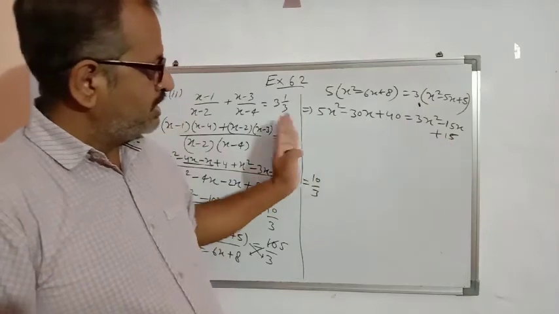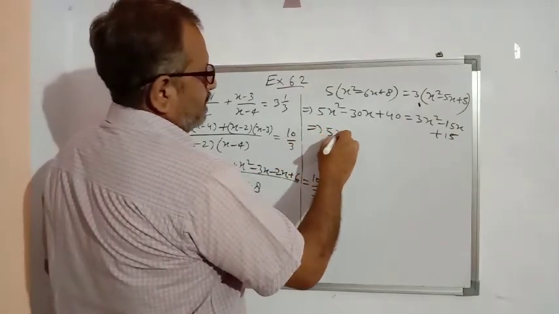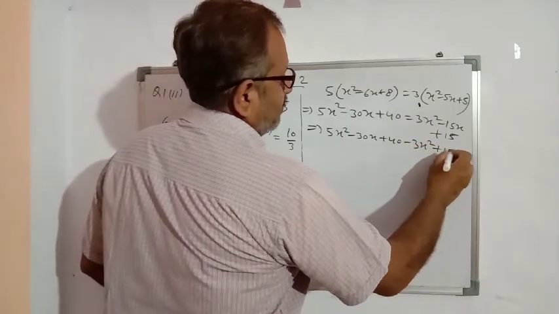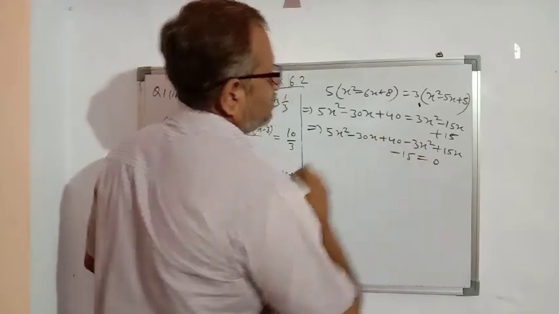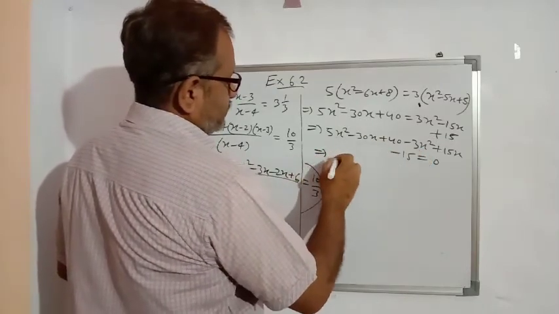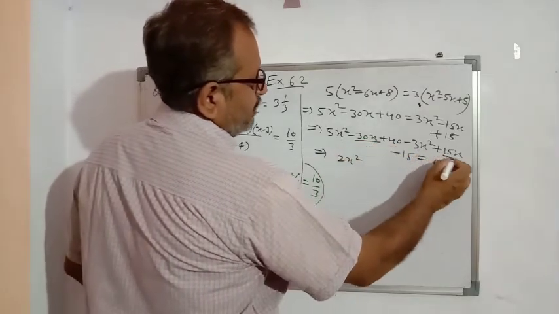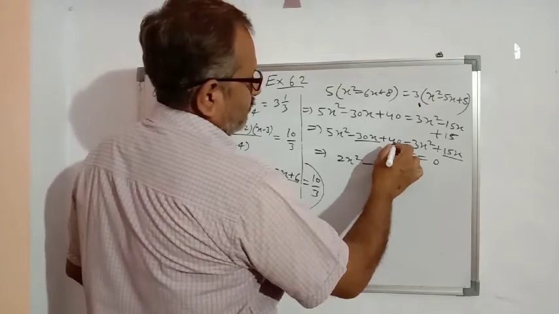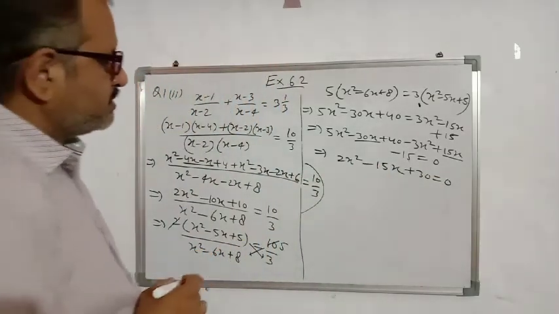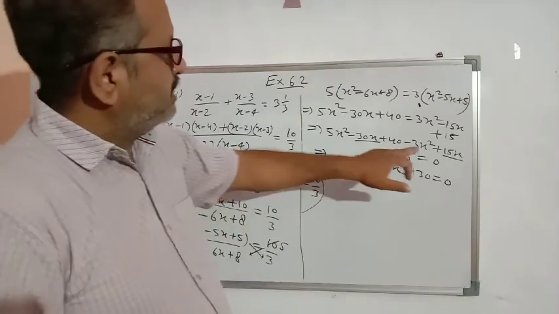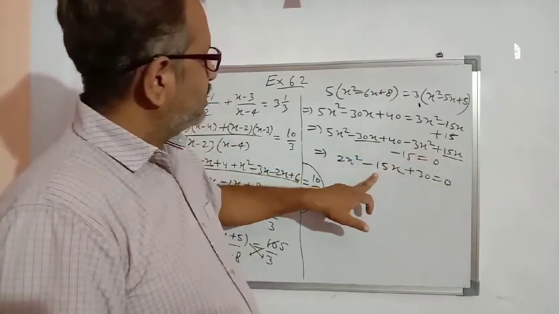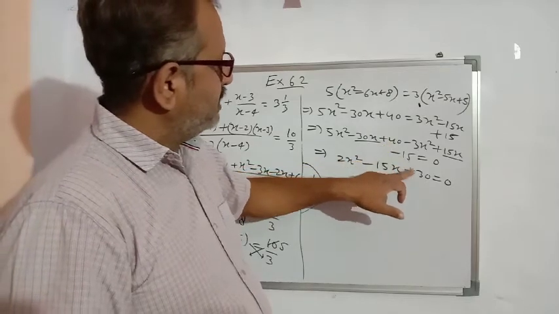Now transpose each term to the left side. So 5x square minus 30x plus 40, transposing minus 3x square plus 15x minus 15 is equal to 0. 5x square minus 3x square is 2x square, minus 30x plus 15x is minus 15x, and 40 minus 15 is 25.